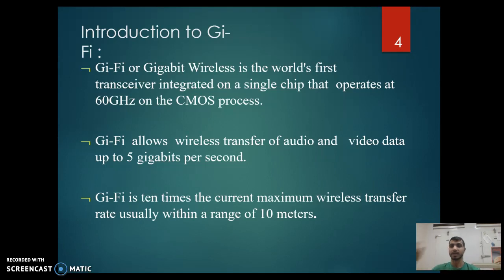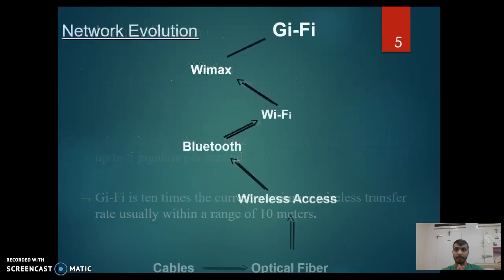G-Fi allows wireless transfer of audio and video data up to 5 gigabits per second. As I told you, it will be used to download or upload data and video at the speed of 5 gigabits per second. You can imagine how fast it will be when the new generation G-Fi arrives. G-Fi is 10 times the current maximum wireless transfer rate, usually within a range of 10 meters.